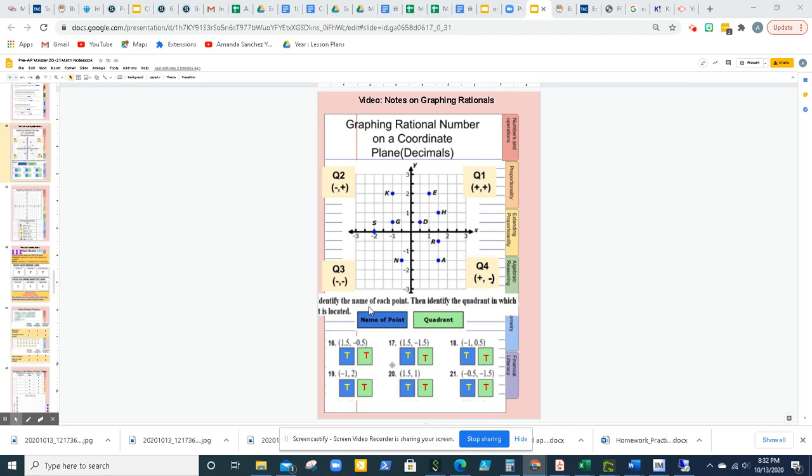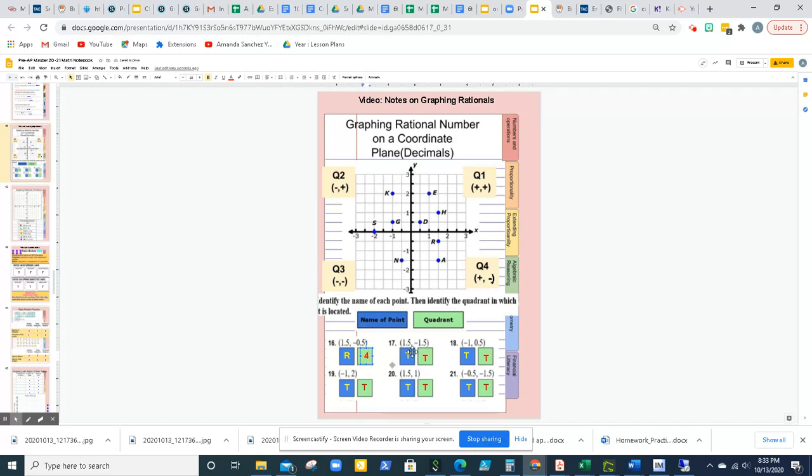So if we go ahead and start identifying some of these points, this first one is at 1.5, and there's 1.5 right there, and then negative 0.5. So I have a positive, negative, which means my point is going to be in quadrant 4. It's a positive first and then a negative. So positive 1.5, and then you go down only 0.5, so it would be R. In the blue, you're going to put the name of the point, and then you would tell me the quadrant. The quadrant is in the green, so our quadrant is quadrant 4.